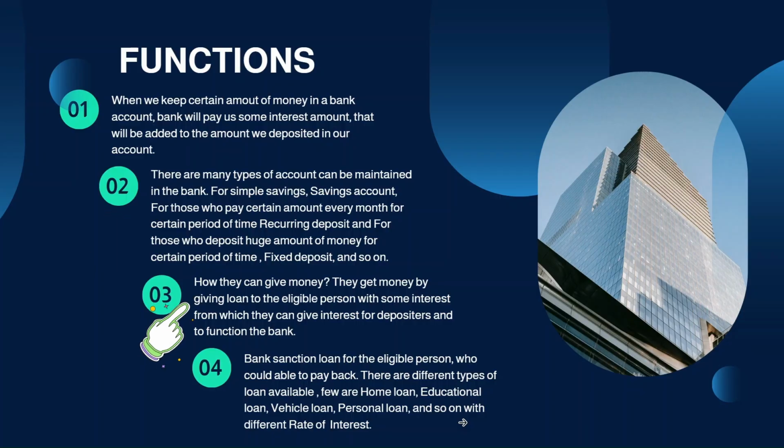How do they get money, and how can they give money to the customers? They get money by giving loans, with some interest, to others who are eligible persons, from which they can give interest to depositors and run the bank. The bank sanctions loans to eligible persons who are able to pay back. There are different types of loans available. A few are home loans, educational loans, vehicle loans, personal loans, and so on, with different rates of interest.